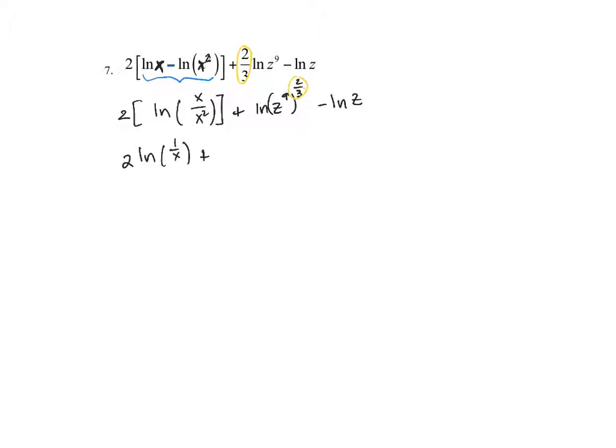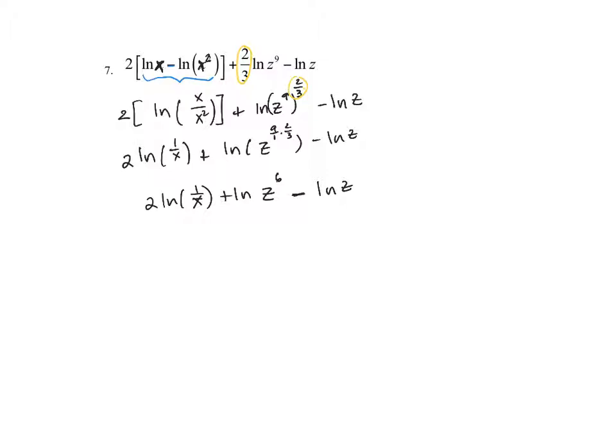And then we have ln of, let's see, z, that would be 9 times 2/3. We get to multiply those. So that would be 18/3. That would simplify down to z to the 6th. And then just copy the rest of what I have. 2 ln of 1 over x. Oops, there we go. All right.